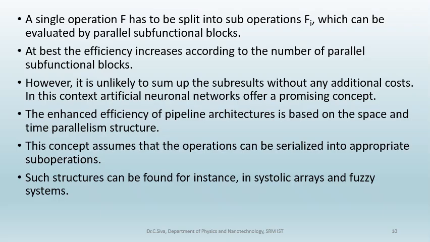Let's consider operation F, which can be broken into small sub-operations, which are Fi. If these are executed by independent blocks, throughput improves. However, combining partial results incurs overhead. Neural networks excel in this case because their distributed architecture minimizes merging overhead.